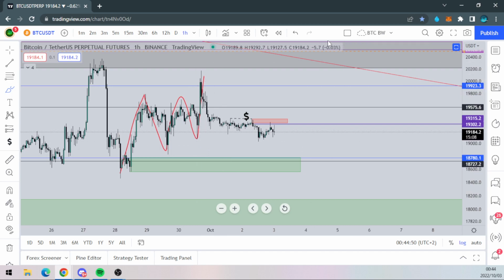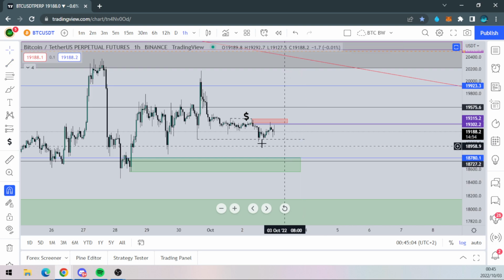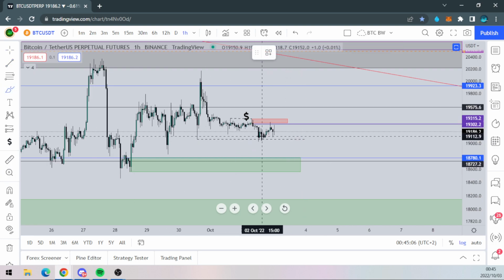So this was where liquidity was, and I'm going to point it out to you now. This was the level of inducement here, right? The last swing low before the move up that broke structure. And you can see here, price took it.